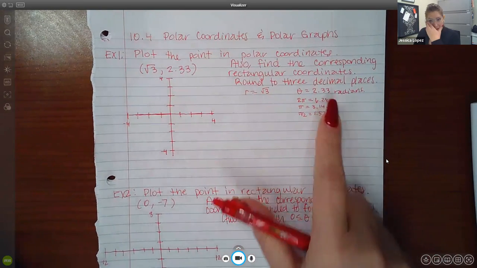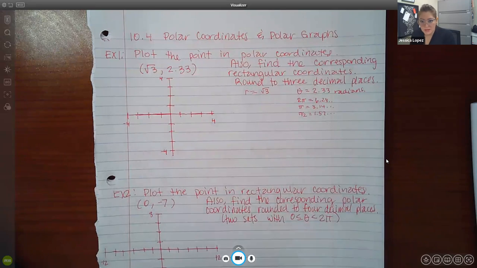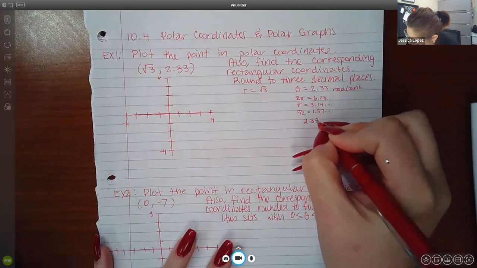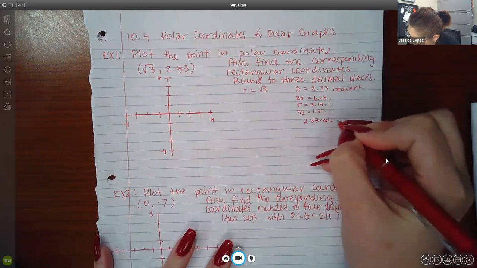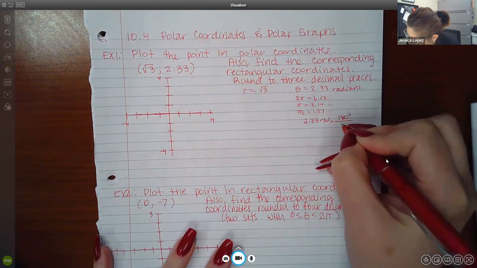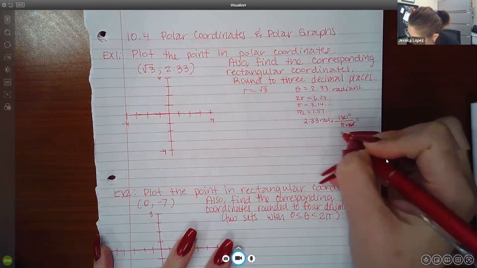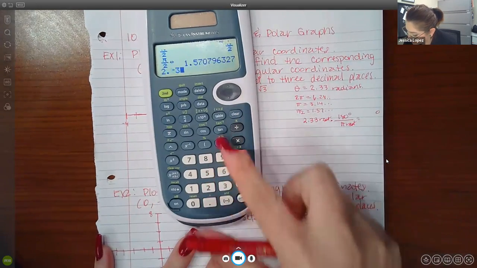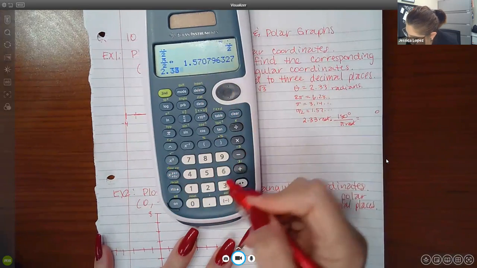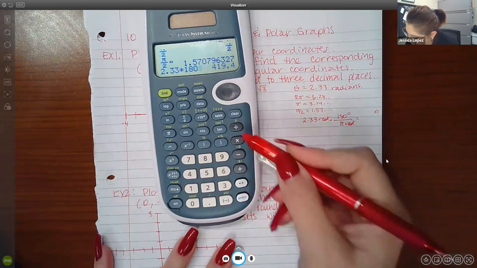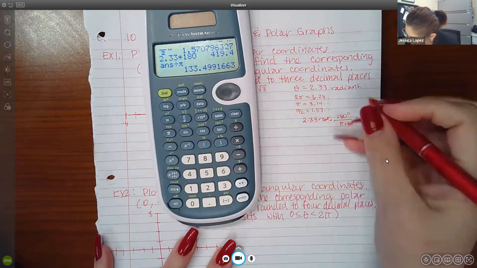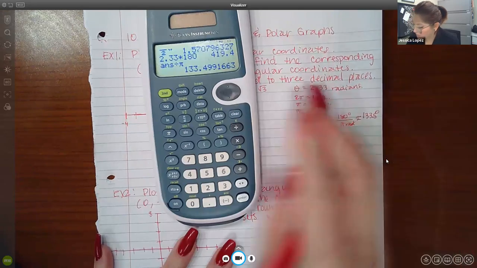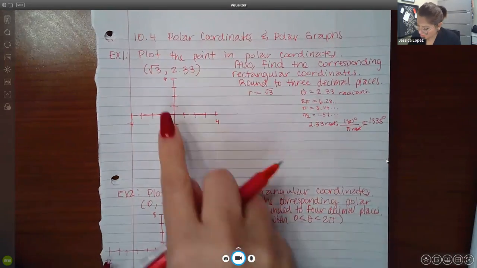So for the radian 2.33, if we want to put that in degrees so we kind of know where that is, we can convert that to degrees. So 2.33 radians would be times 180 degrees over pi radians. And so the radian measurements would cancel and you'd be left with degrees. 2.33 times 180 divided by pi is about 133.5 degrees, okay?